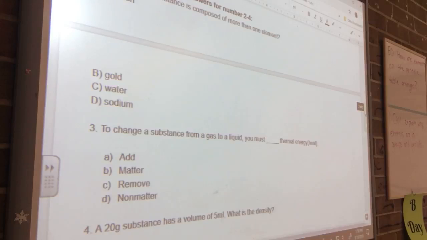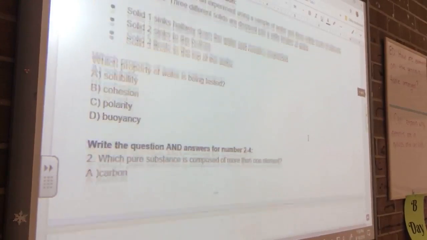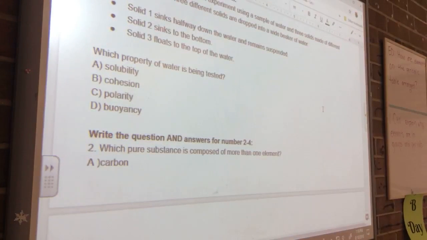Alright, let's go over this. Back up to number 1. This is the one you're only supposed to write the answer to. This chart, which was a chart until I copied it over, now it's a bullet list, describes an experiment using a sample of water and 3 solids made of different substances. The 3 solids are dropped into a beaker of water.